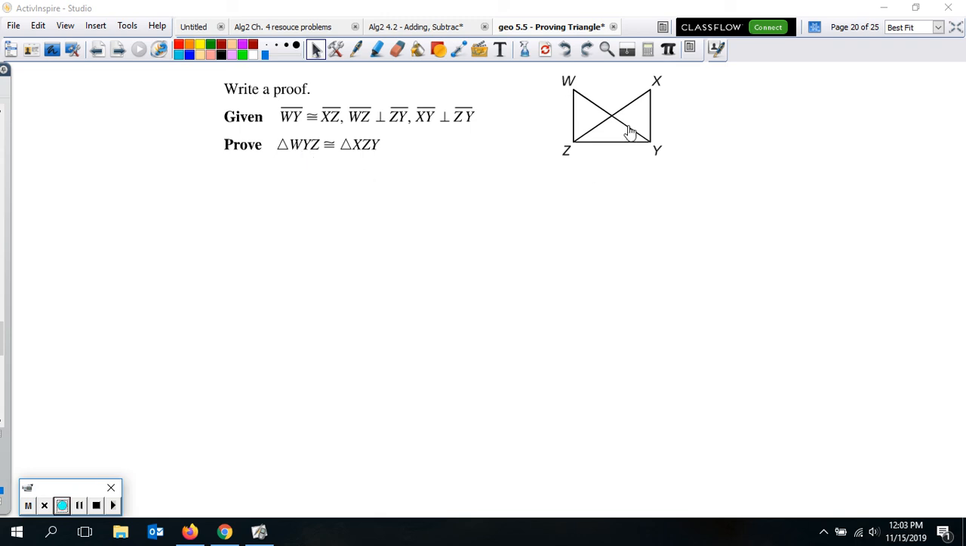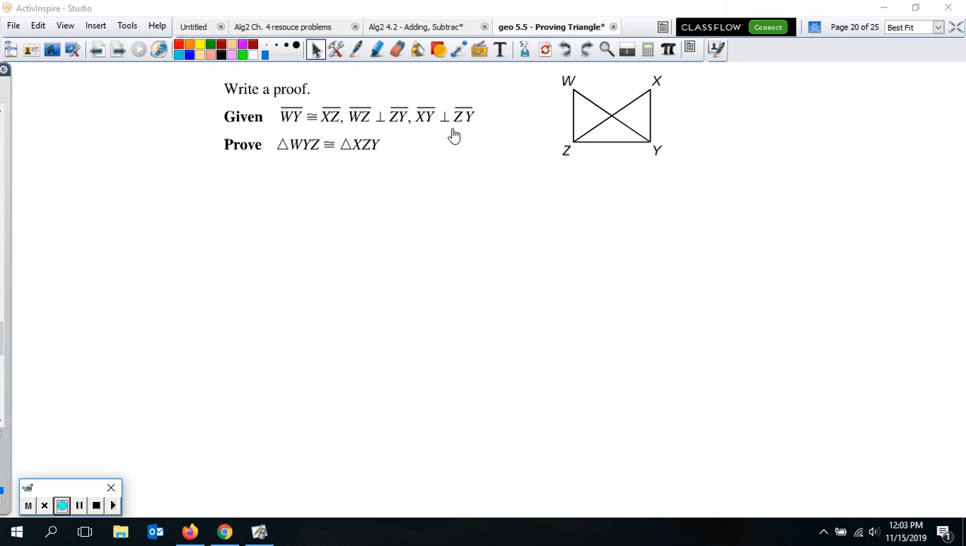WYZ, that's the big one here, is congruent to XZY, that's the other big one here. So we're looking at those two triangles. Definitely identify what you're trying to prove, which triangles you're trying to prove are congruent. What we're given is that WY is congruent to XZ. So WY right here is congruent to XZ. So these diagonals are congruent to each other.